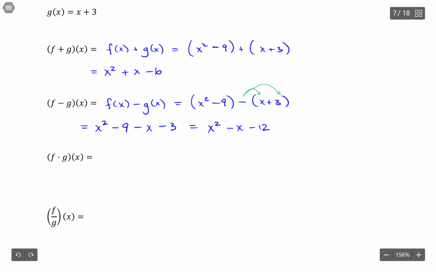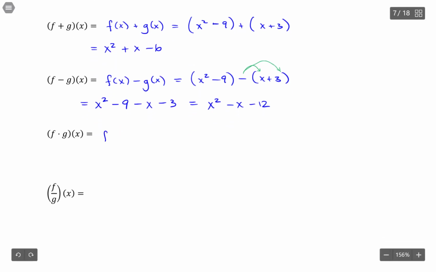f times g of x. What this means is to take the function f of x times the function g of x. And I know this is multiplication because I have the small dot in between the two. If that dot was removed and it was just f and then a g afterward, you can also interpret that as multiplication. So this tells me to take the function f, which is x squared minus 9, and multiply that against the function g, which is x plus 3.